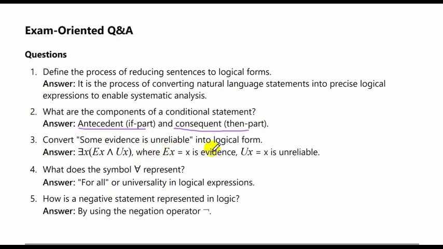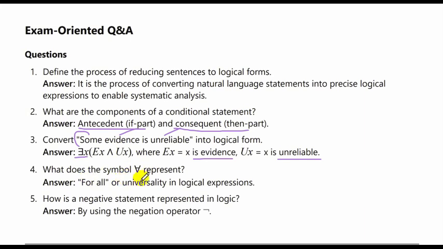Convert "some evidence is unreliable" into its logical form. For "some" we use "for some x", the existential symbol. This is how it is written, and this is how you have to read it: there exists an x. Ex stands for "x is evidence", and Ux for "x is unreliable". Both need to hold, so whenever we use the existential symbol, we use the AND symbol. We'll check this in the more examples that follow.